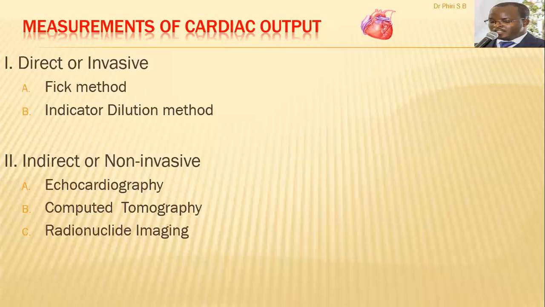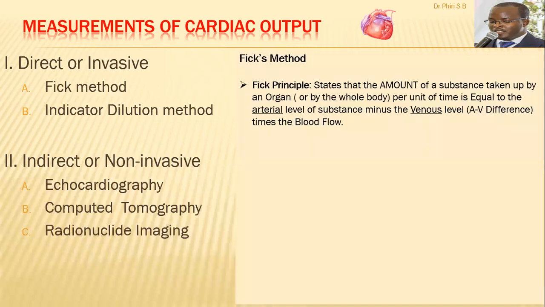But if it's just on a patient, and you just want to look at the cardiac efficiency or how the heart is working, then you can use the non-invasive, the echocardiograph, which is very common, the CT scan, very expensive, but you can use it. Then you can also use the radionuclide imaging. So the Fick method is used in experiments.